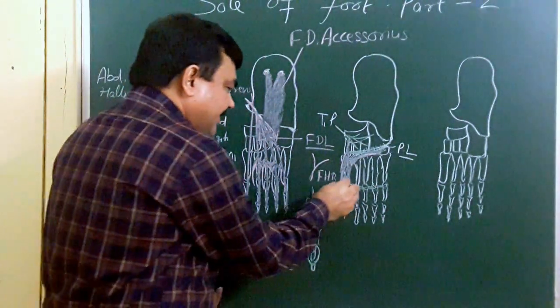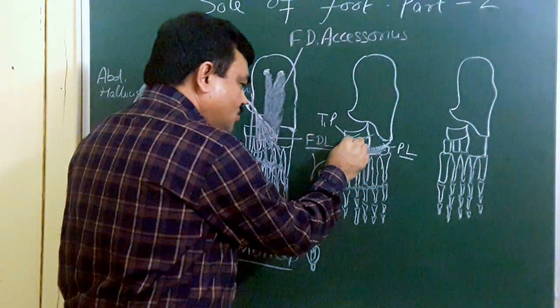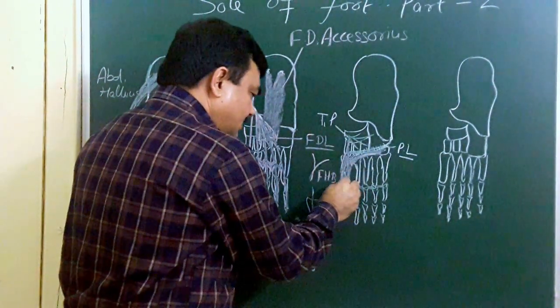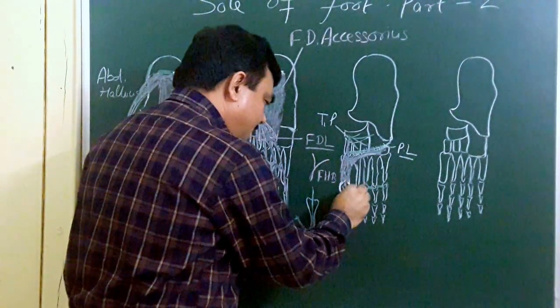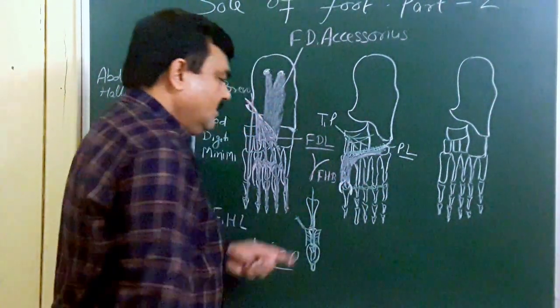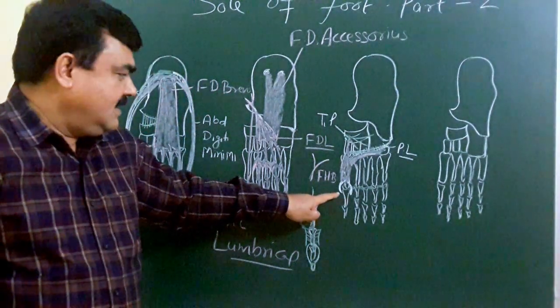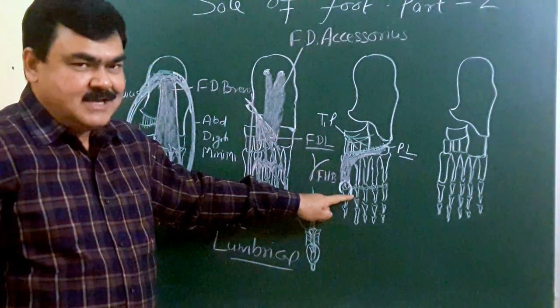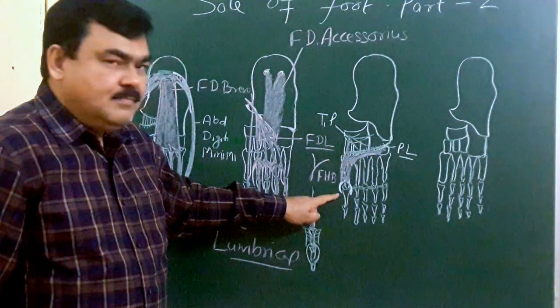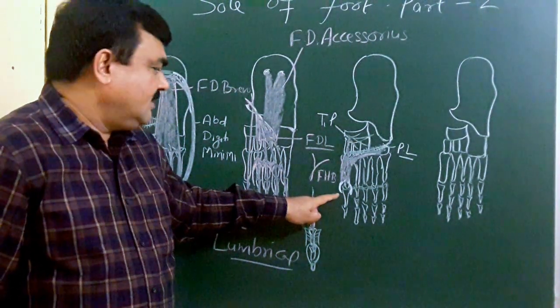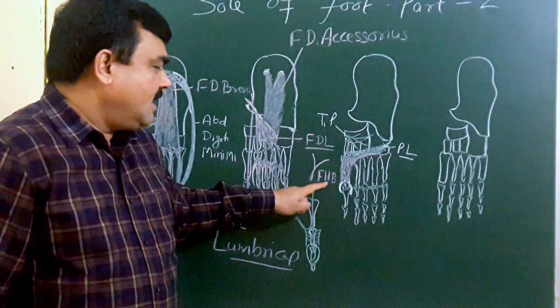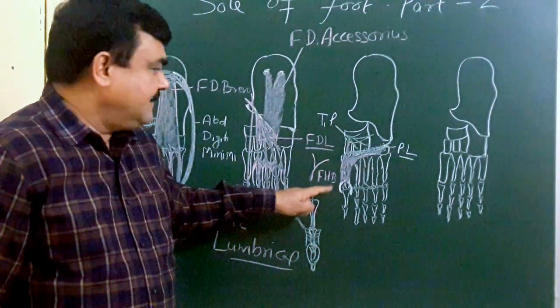After joining, these two heads divide into two slips. It gives two tendons. One is attached to the medial side and the other to the lateral side of the proximal phalanx of the big toe. This is flexor hallucis brevis.